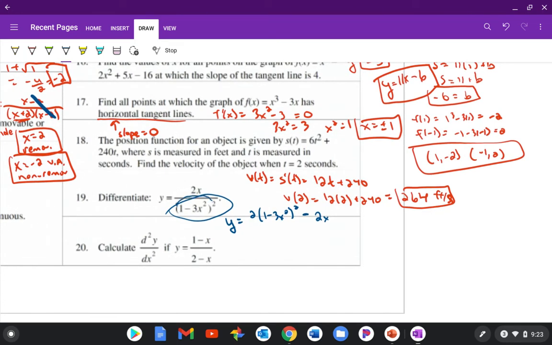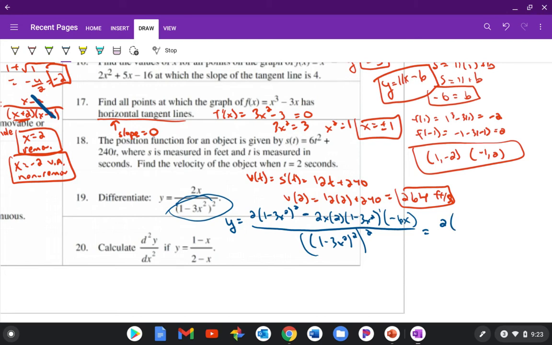in front. So times 2, keep the inside the same, 1 minus 3x squared to the first power now, and then times the derivative of the inside, which is going to be just minus 6x, all over the original bottom squared. So this thing squared. Probably should at least simplify this a bit.